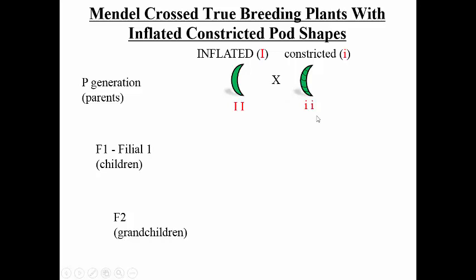On the other hand, we have a constricted plant. We know it has to be little I. One, because it's true breeding, and also the only way to get this constricted phenotype is to have little I, where you don't have any allele to dominate that.